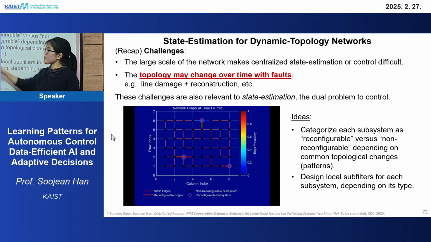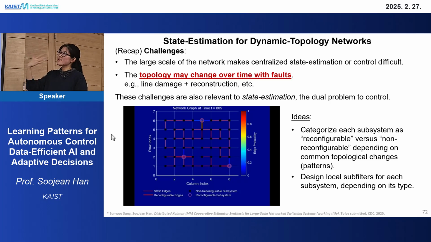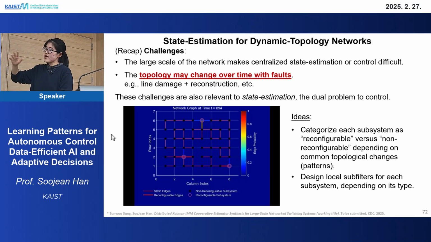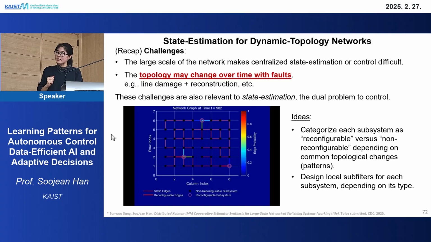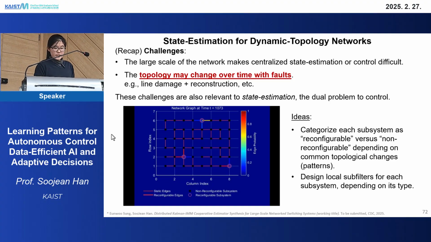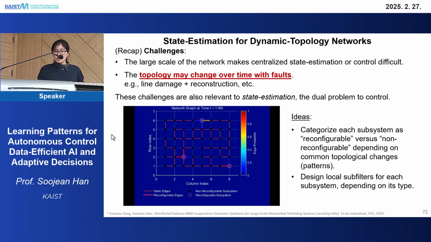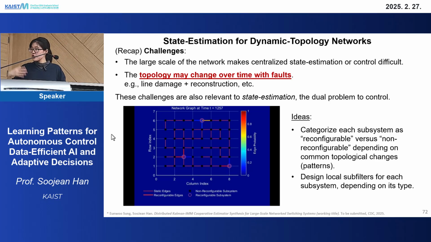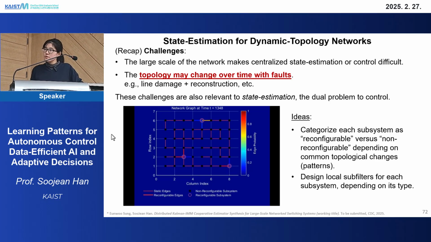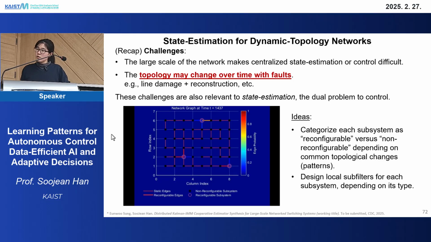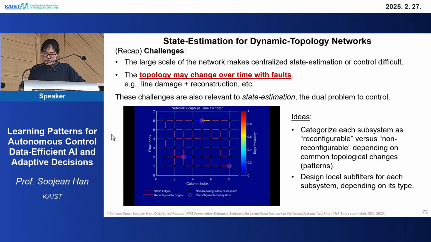A reconfigurable subsystem might be one where the topology is likely to change around that area. Faults are most likely to happen around those areas. So choosing which subsystems are reconfigurable and which are not is also an algorithmic consideration that we address.